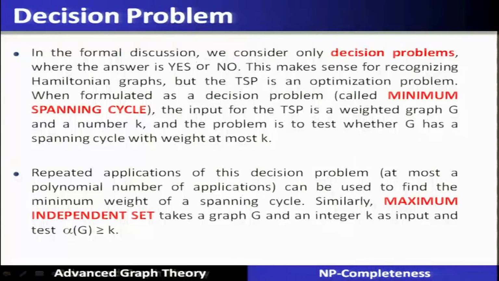So, when formulated as a decision problem, the input for the traveling salesman is a weighted graph G and a number k, and the problem is to test whether the graph has a spanning cycle with a weight at most k. Repeated application of this decision problem, at most a polynomial number of applications, can be used to find the minimum weight of a spanning tree. Similarly, maximum independent set takes a graph and an input k, and tests whether alpha(G) is at least k.